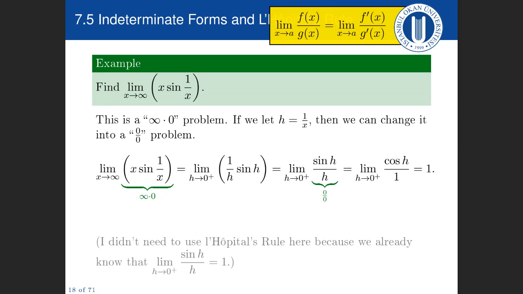We could use L'Hopital's rule. Differentiate sine to get cos, differentiate h to get 1. And then take the limit and we get the answer 1. But actually, we didn't need to use L'Hopital's rule here because earlier in the course, we've already looked at the limit as h tends to 0 of sine h over h.